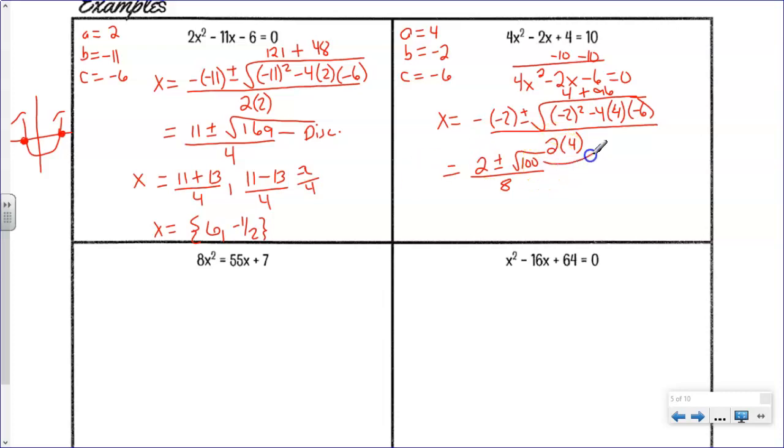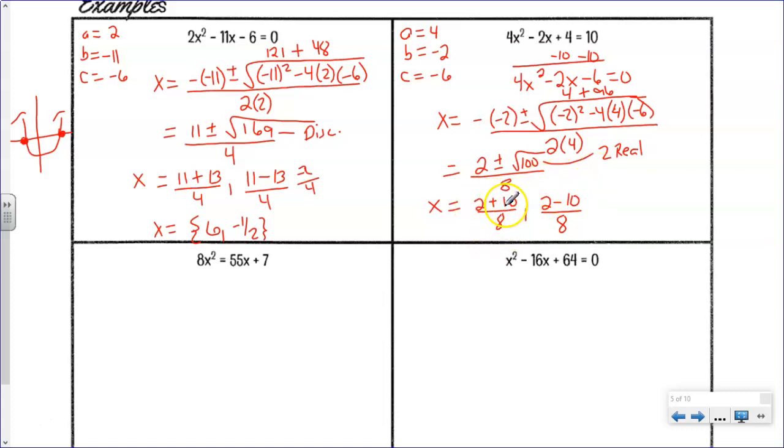This here tells me I'm going to have two real answers. So I get 2 plus the square root of 100, which is 10, over 8, and 2 minus 10 over 8. Some of you are thinking, let's just cancel those. No, you have to do what's on top and then divide.